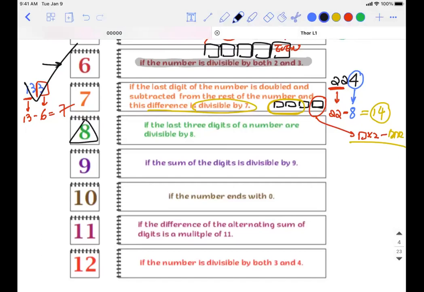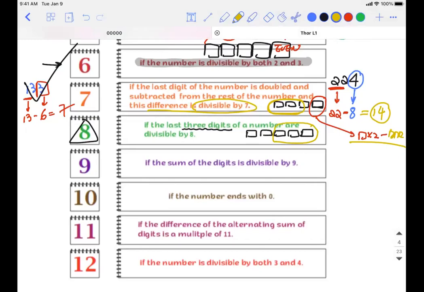What are the numbers which are divisible by 8? A number is divisible by 8 if the last 3 digits of the number are divisible by 8. So these numbers would be divisible by 8: 1, 2, 3, 4, 5, right? I don't really care, as long as the last 3 digits can be divisible by 8.